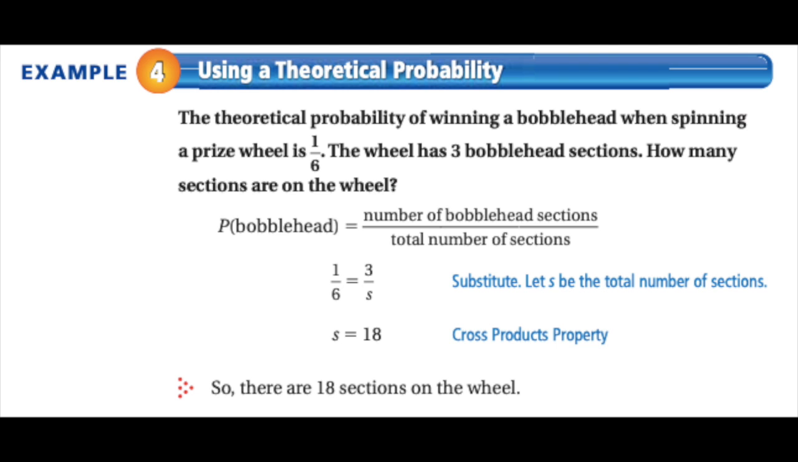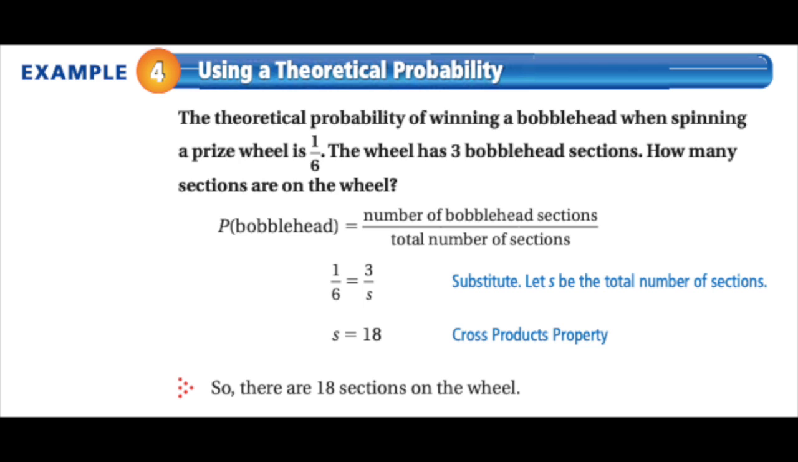All right, looking at example 4 on page 415, we can see where we actually want to utilize theoretical probability. We did this a bit yesterday with experimental probability. So in this problem, it's saying the theoretical probability of winning a bobblehead when spinning a prize wheel is 1 out of 6. The wheel has 3 bobblehead sections, meaning 3 chances to win. How many sections are on the wheel?